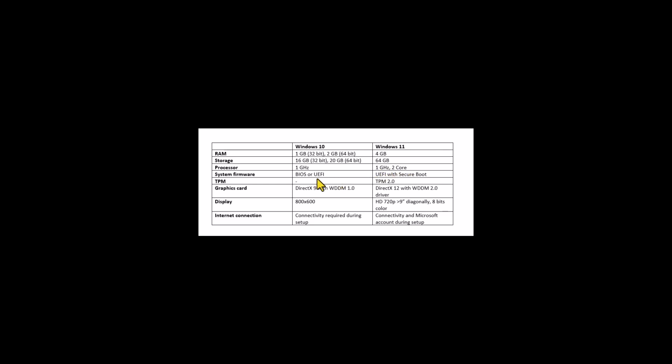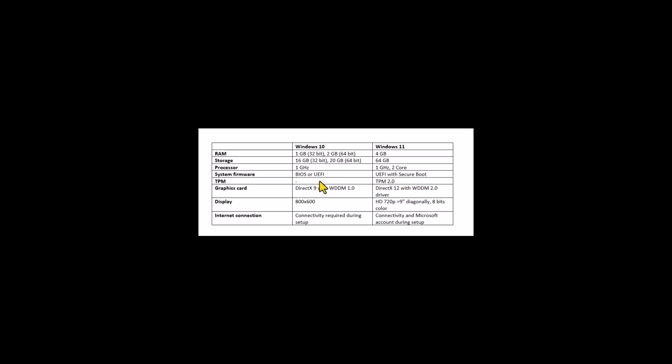With system firmware, Windows 10 could run either on the old BIOS type or the UEFI type of system firmware. Windows 11 requires UEFI, and if that's not enough, also requires Secure Boot to be in place. Now, you can turn that off later, but it must be in place when you install Windows 11.